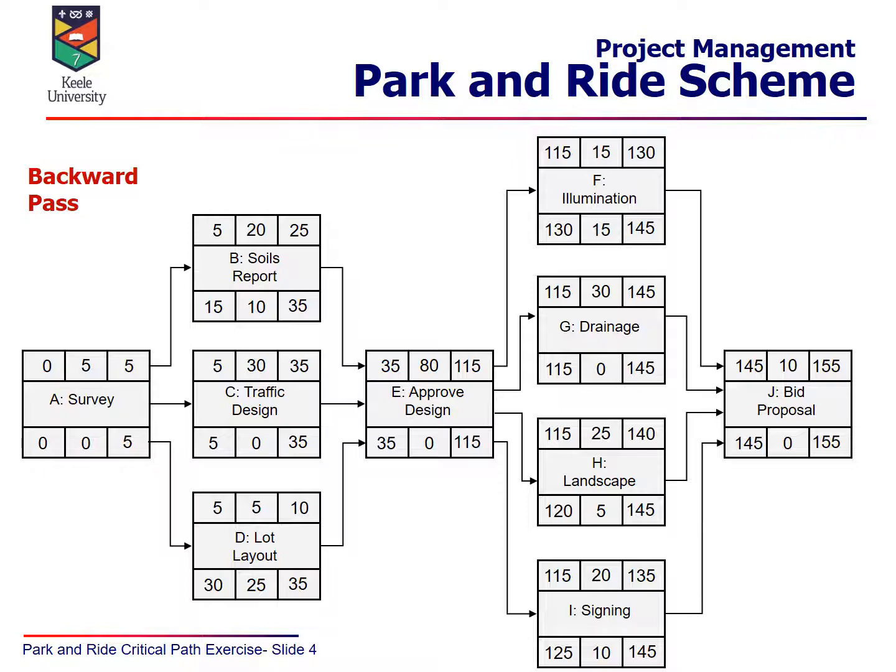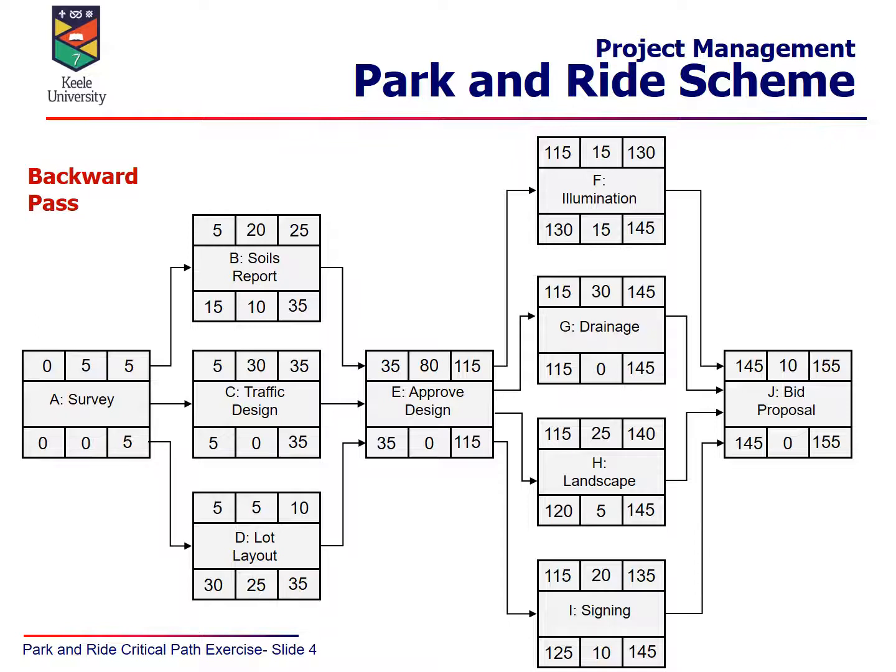So again, approved design takes 80 days, and that means that the latest we can start that activity, the approval process, is on day 35. And we work back in the same way. That latest start time for E becomes the latest finish times for the preceding activities B, C and D. So again, that's written in.